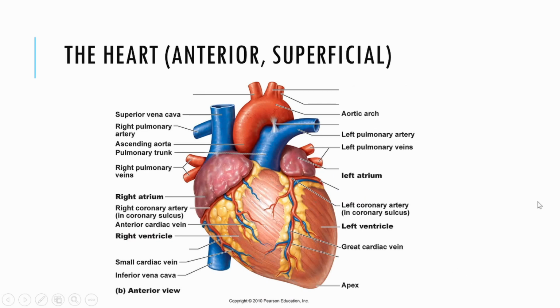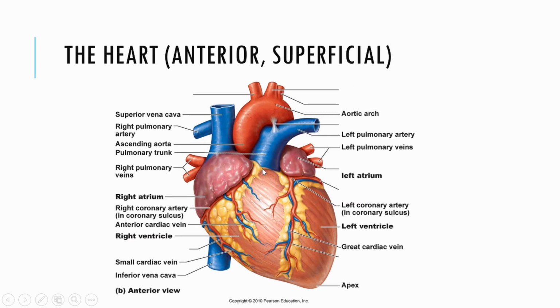So let's talk about some of these blood vessels and chambers we can see from the outside. We have a superior and inferior vena cava. These are blood vessels that are going to return blood from the body to the heart. So we're bringing blood into the heart through both of these. We have the right atrium right here. We have the left atrium over here. And the left and right ventricles.